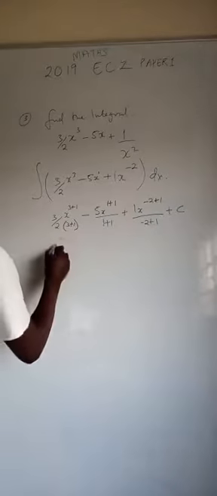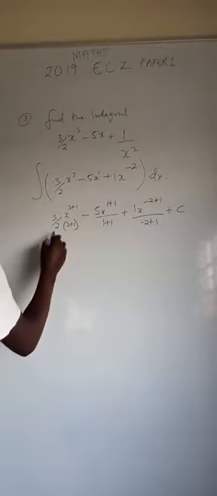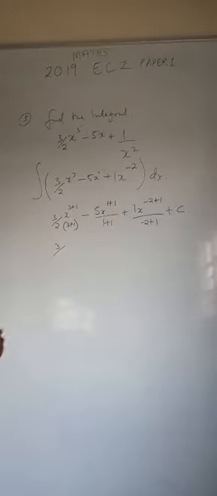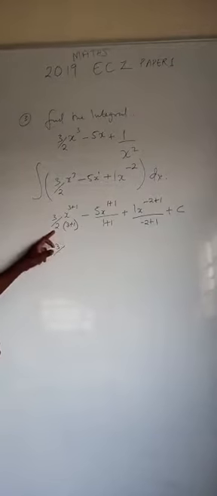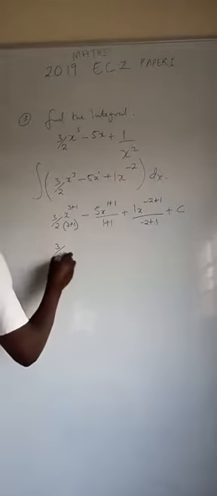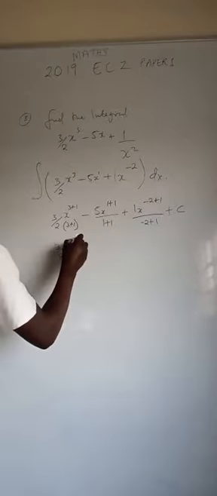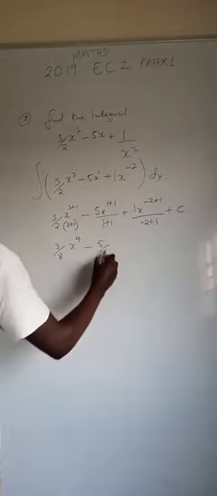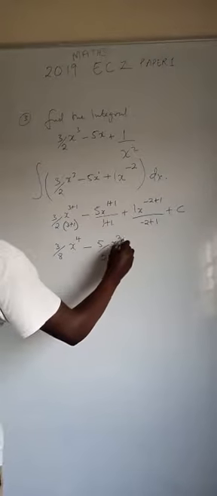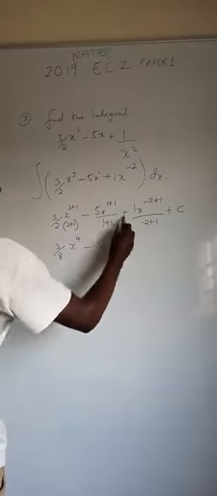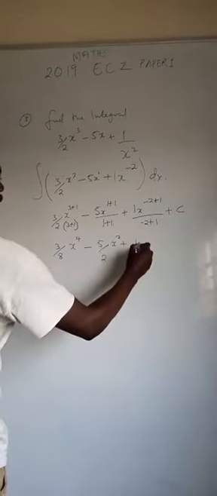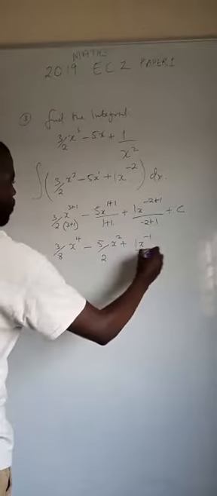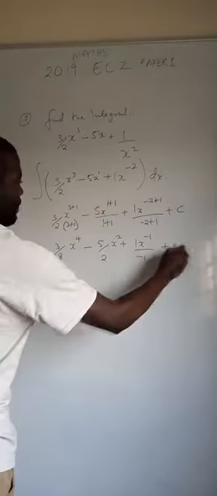Okay? So this will be 3 over, this is 3 plus 1, it is 4. 4 times this 2, okay, it's 8. 8x to the power 4 minus 5 over 1 plus 1, 2. x to the power 2 plus 1x, negative 2 plus 1 is negative 1, over negative 1 down, plus c.